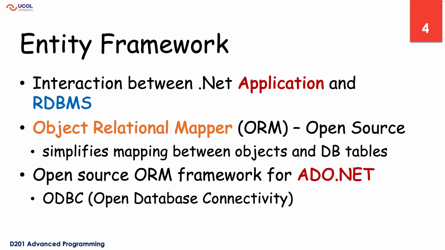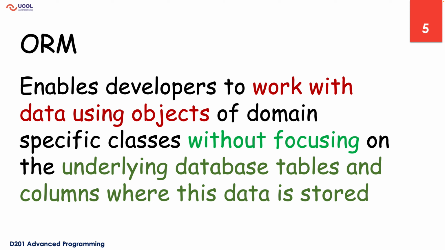It will convert a class into a table, and the members or properties of that class into the fields, or the columns, of that particular table. You can add an object to that table, and that automatically becomes a row in that table. So ORM enables developers to work with data using objects of the domain specific classes without focusing on the underlying database tables or column names, and how we are going to save or store them. That is automatically handled in the background by Entity Framework.